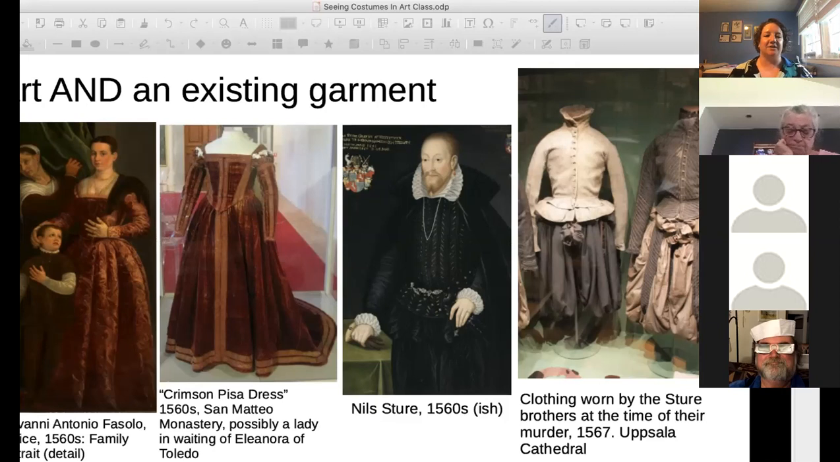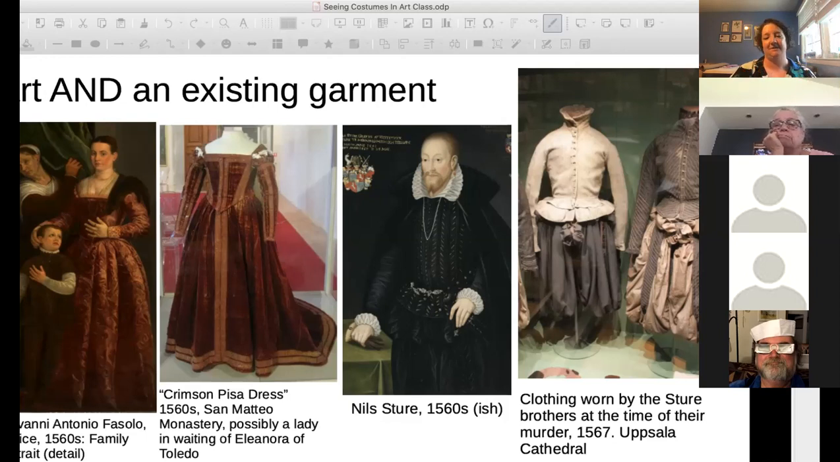So these are the Fasolo family portrait and the Crimson Pisa dress, from essentially the same era in Italy. They're a little farther away than I wanted them to be, but such is life. They're both in Italy in the same time period. And as you can see, especially if you can zoom in on the family portrait, that dress and the Eleanor of Toledo Lady in Waiting dress are very similar. They have almost the same lines. The biggest difference looks to me to be the trim, possibly the fabric, and possibly how the skirt was connected. The rest of it, the general shapes are there.